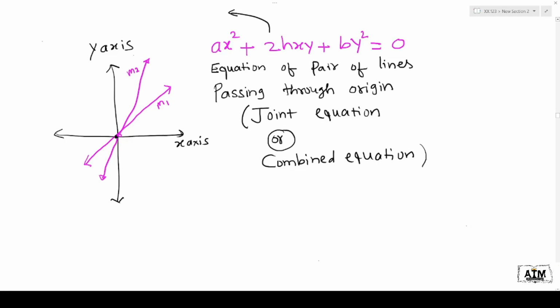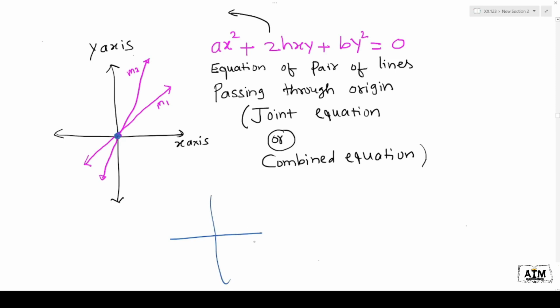Also, it is important to note that only if both the lines pass through the origin can you have this equation ax square plus 2hxy plus by square equals to 0. If they are not passing through the origin, then this equation is not valid. We need to write some other equation.